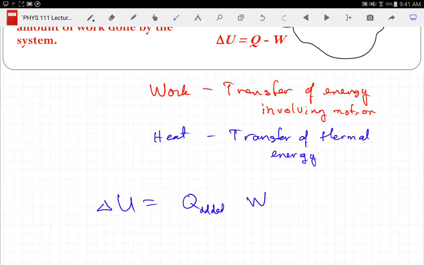Let's talk about money in a bank account. If I put money into my bank account, what happens to the balance? Does it go up or down? Up. Right, so if heat is added, then the internal energy goes up. So there's a plus sign there for the heat added, because if you add heat, the internal energy goes up. For the work, we define the work as the work done by the system.